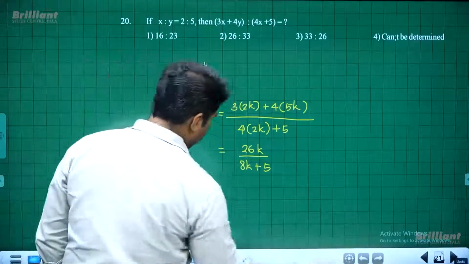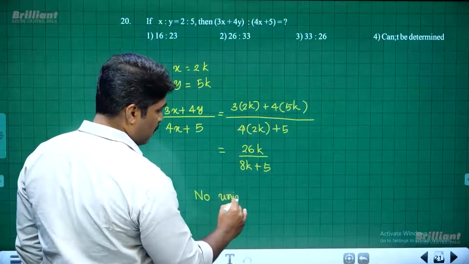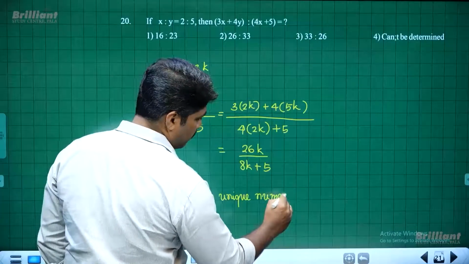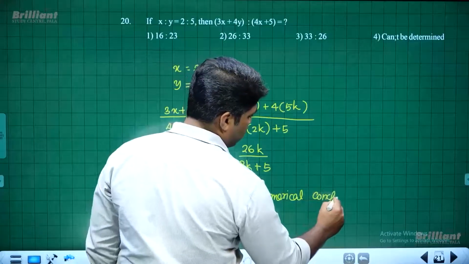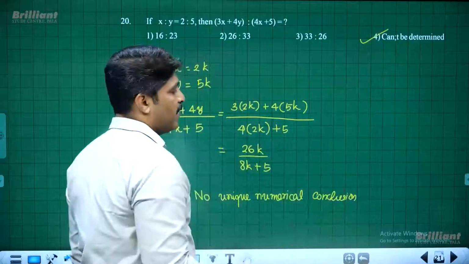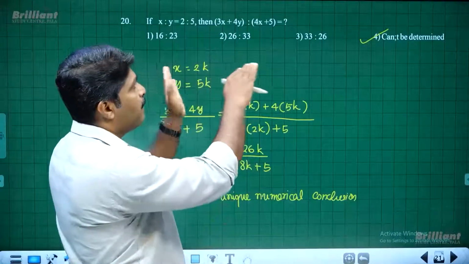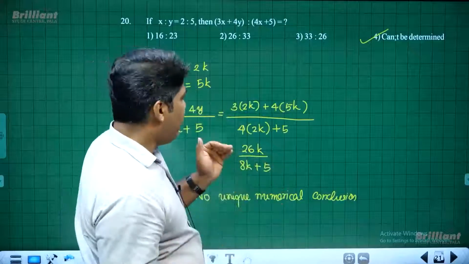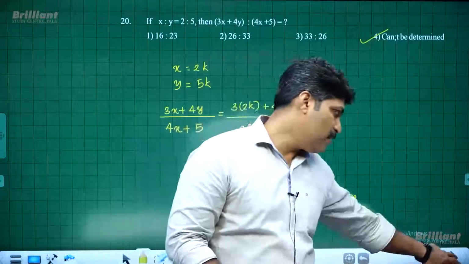So here we don't have any unique numerical conclusion. So what we can conclude here is, therefore, cannot be determined. Thus you have to understand that if all the terms have the same algebraic expressions in x and y, then we can make a unique conclusion there. We are sure the multiplicative factor will become simplified. But here it's not possible.